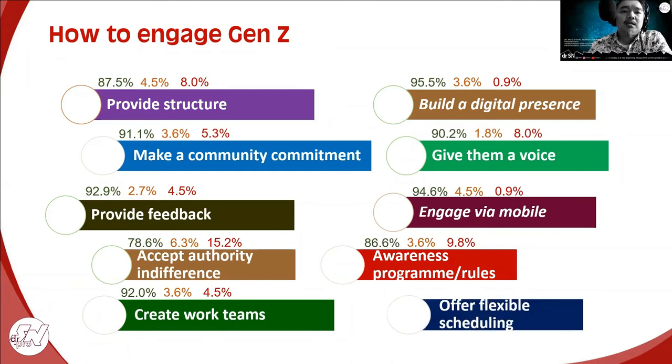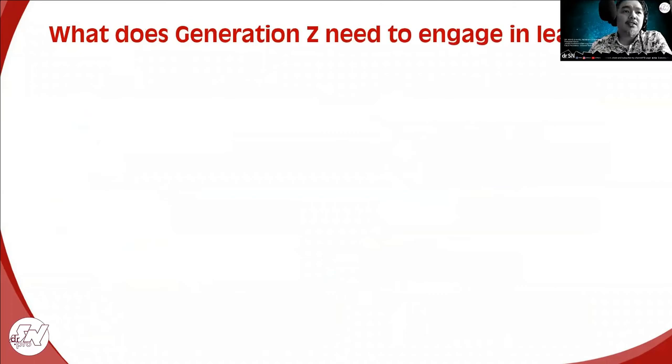And then the last one, offer flexible scheduling. When we offer flexible scheduling, that means we try to discuss with them. We try to negotiate with them on whether they can be involved in whatever activity we want. So I think that is a good thing about this generation.